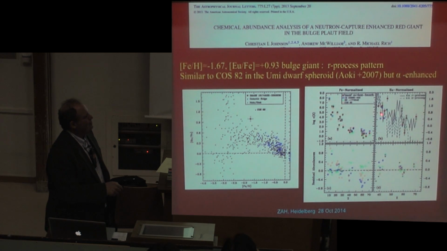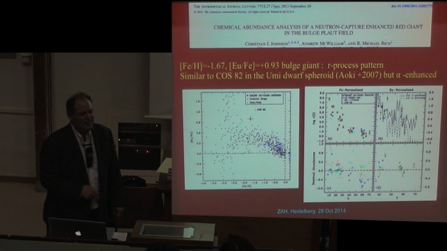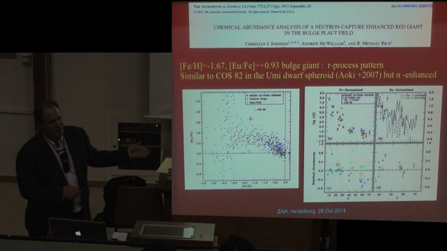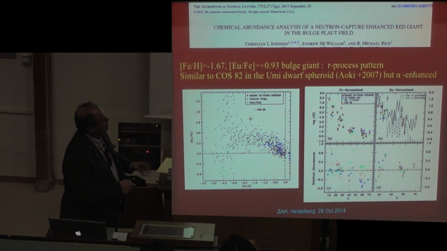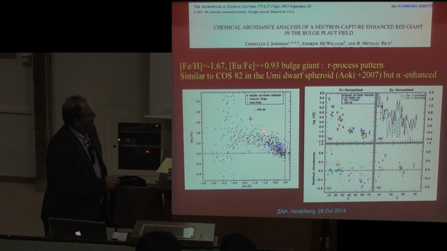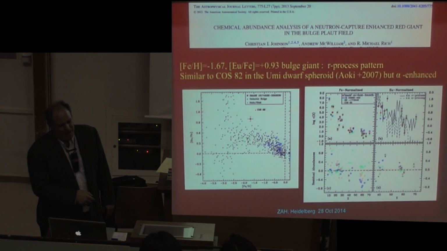normalizing to europium. This star looks like the most classical R-process super-enriched stars like CS 22892-052, the classic ones like COS 82, which is also R-process enriched. But bear in mind, this is in the bulge, and it is sitting at -1.7 dex. Most of the stars that are whopping europium-enhanced, R-process enhanced stars are found down here at -3.